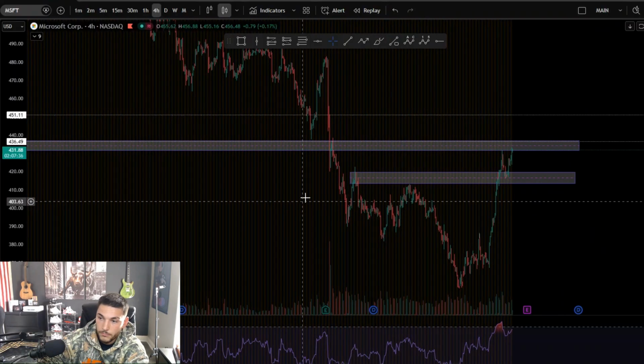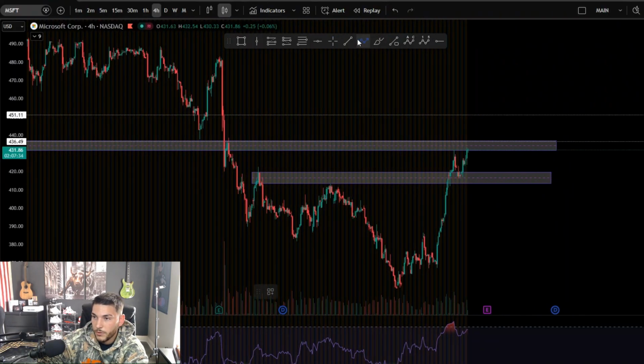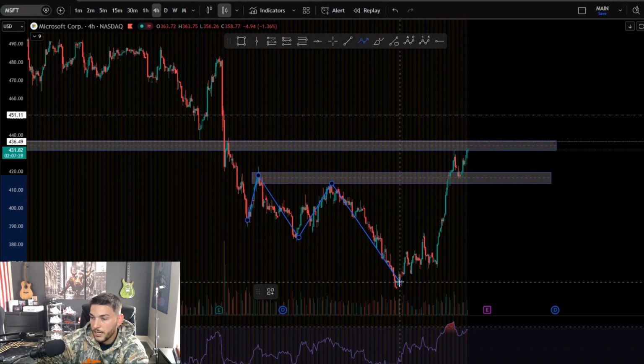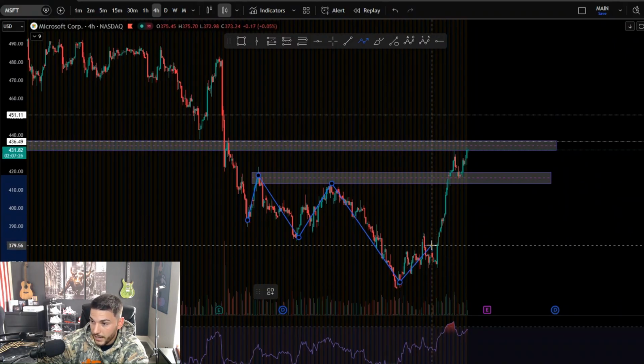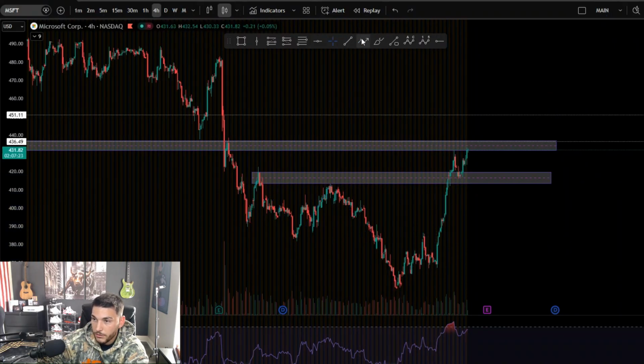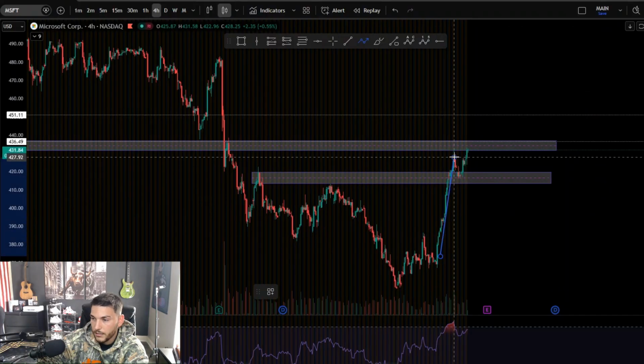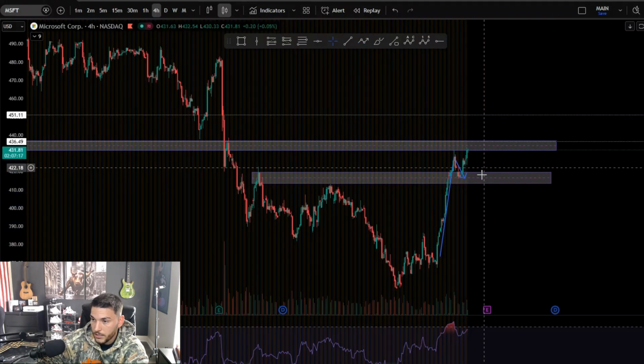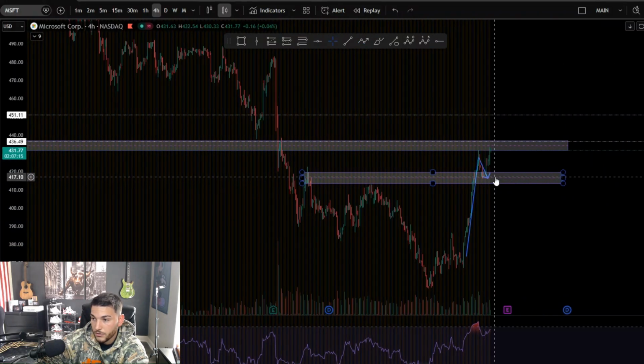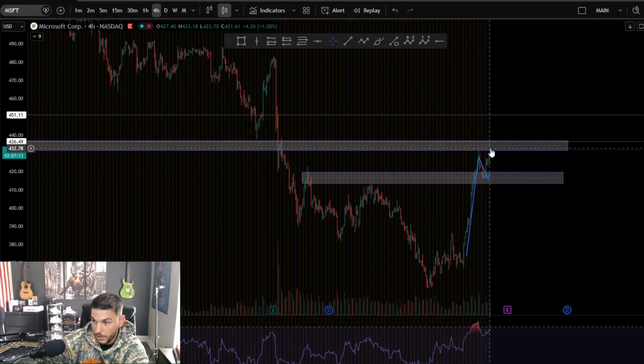So supply is when it rejects. It hits supply, falls, and then the bottom is demand. Once we break through the top of this previous supply, now this becomes our demand. So this is where demand is to go into our next supply.